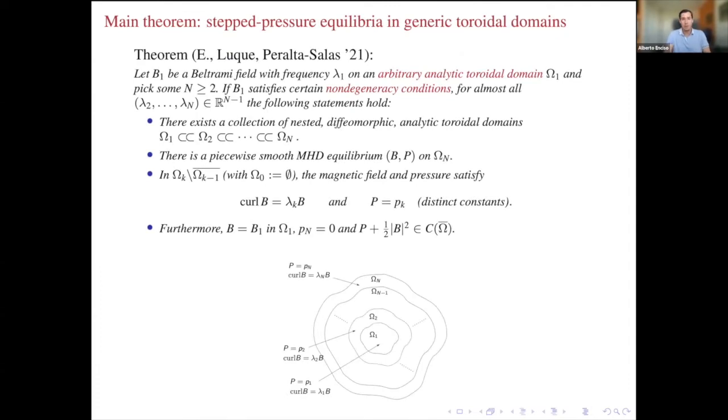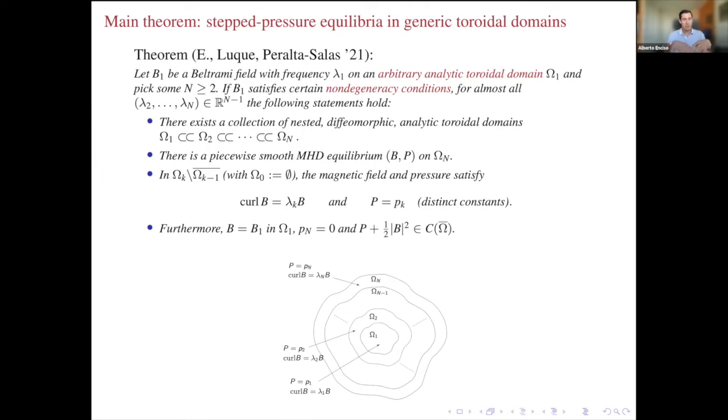So now that we know we're going to be playing with Beltrami fields, I can state the main theorem, which says that we have stepped pressure equilibria with non-constant pressure in generic toroidal domains. The way we do it is that we start with a certain toroidal domain, let's call it omega 1. We pick a Beltrami field in this domain. There are many, we pick just one. Let's call it V1, and assume that this Beltrami field satisfies certain non-degeneracy conditions, which are very mild, but which I'm not going to state here. We'll get back to that later.